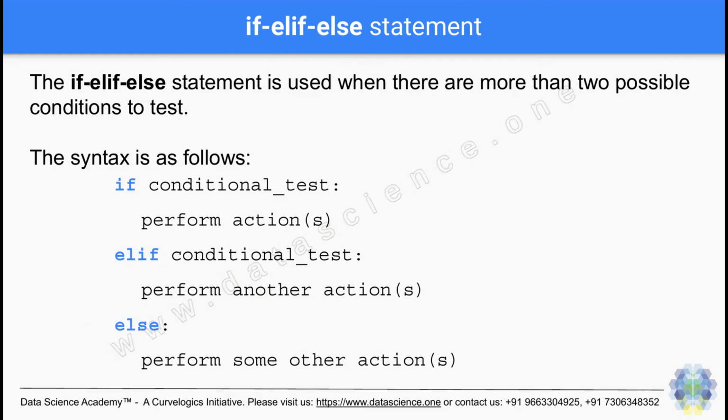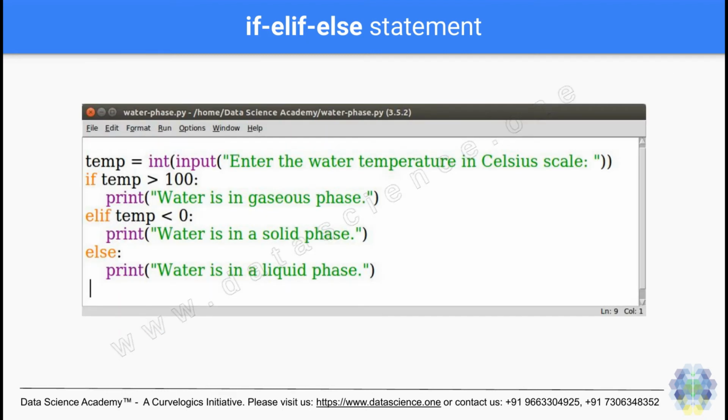The if-elif-else statement is used when there are more than two possible conditions to test. The syntax is as follows. To understand the if-elif-else statement, we will use the following example. We all know that water exists in three phases or states, namely, solid, liquid, and gas. A variable called temp is created to store the water temperature, provided by the input function. Using the if-elif-else syntax, we have set the code to display the phase of water, based on the temperature provided. Note that we are using a Celsius scale here.